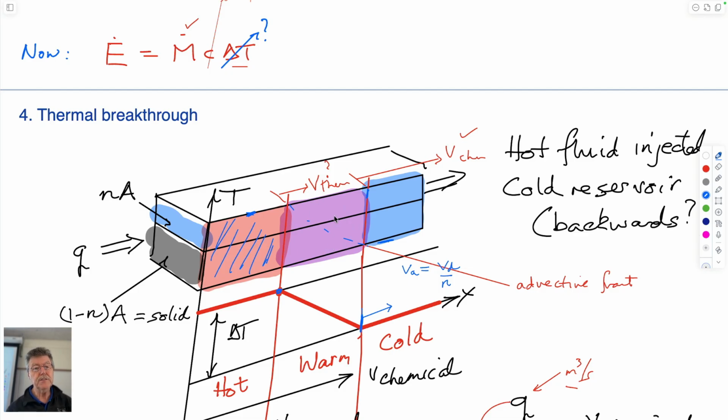And so we know that this would be the temperature profile as we go from upstream to downstream, except in our particular case, if we looked at the water temperature, we're injecting cold water.